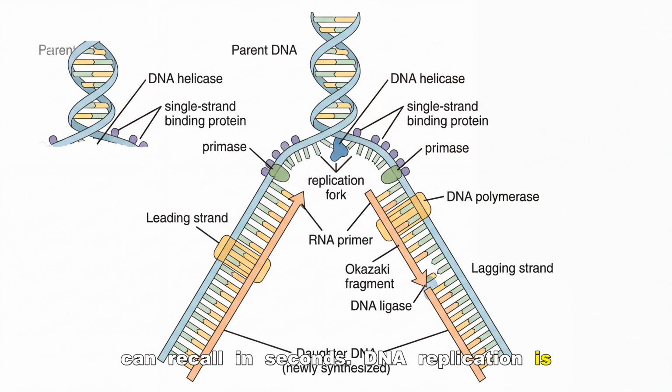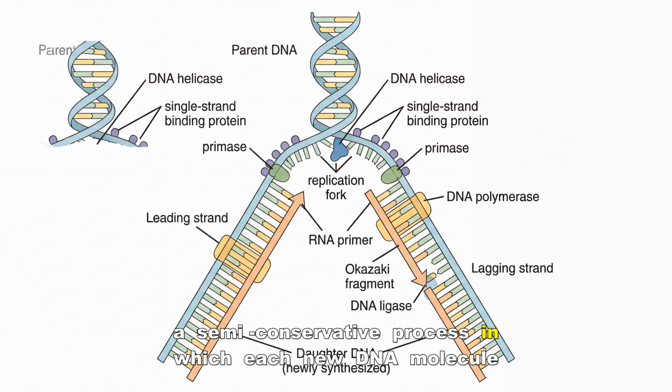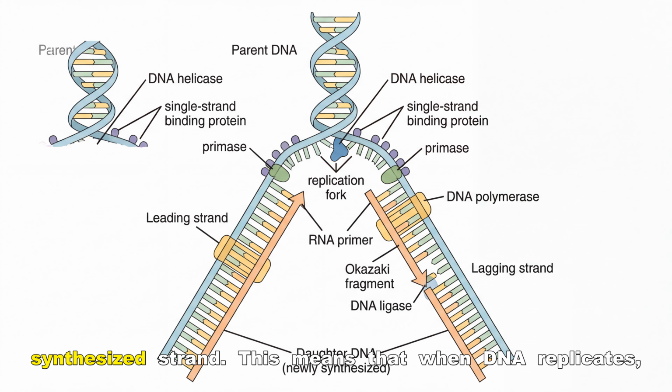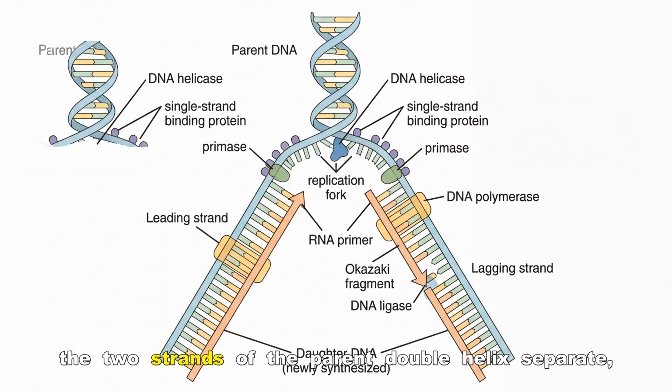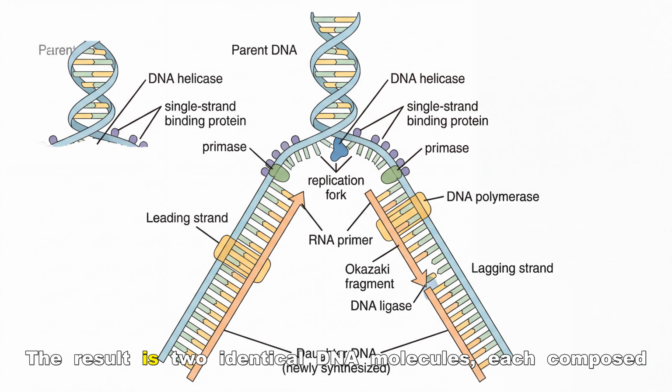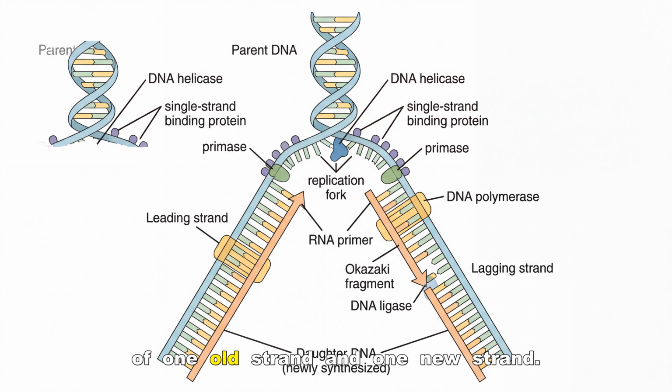DNA replication is a semi-conservative process in which each new DNA molecule contains one original strand and one newly synthesized strand. This means that when DNA replicates, the two strands of the parent double helix separate, and each serves as a template for building a complementary strand. The result is two identical DNA molecules, each composed of one old strand and one new strand.